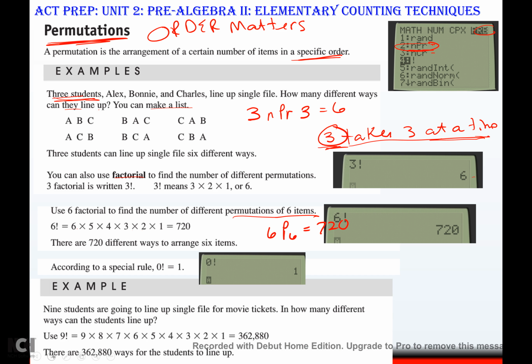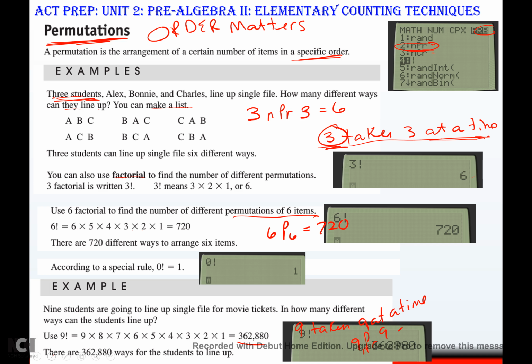Okay, so if I have 9 students, we're going to line up single file for movie tickets. How many different ways can students line up? Again, you could do 9 factorial, or you have 9 spots to fill, and you're taking them 9 at a time, which would be 9P9, and that would give you 362,880.